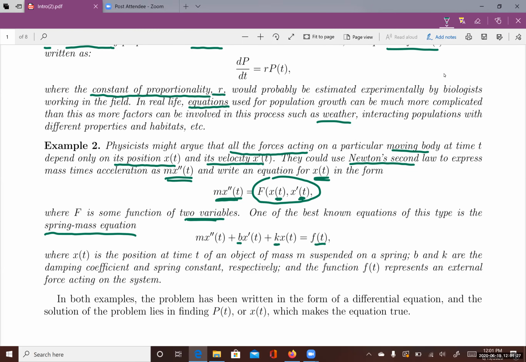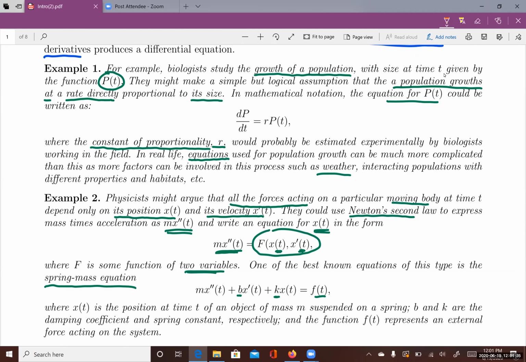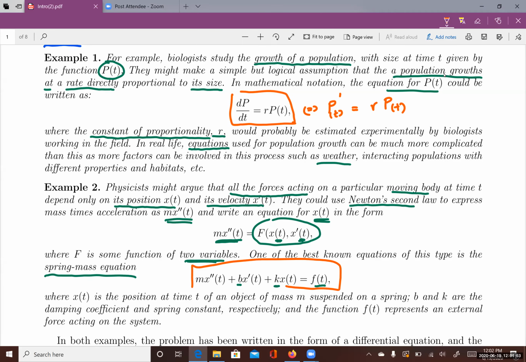So in both examples, the problem has been written in the form of a differential equation. So here's this one differential equation. You can rewrite this as p prime equals rp. Okay, and you know that t is the independent variable. And then in this other equation you have a differential equation where you have the second derivative, right? You have the second derivative, you have the first derivative, and you have the function itself. It's forming an equation.